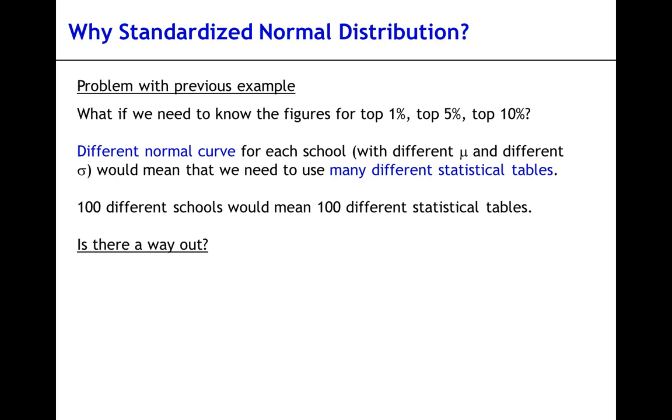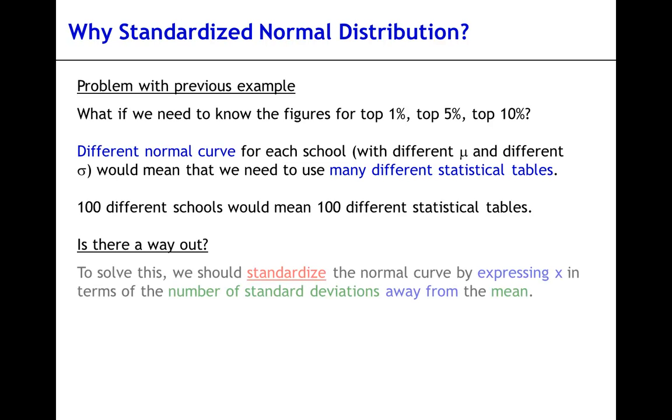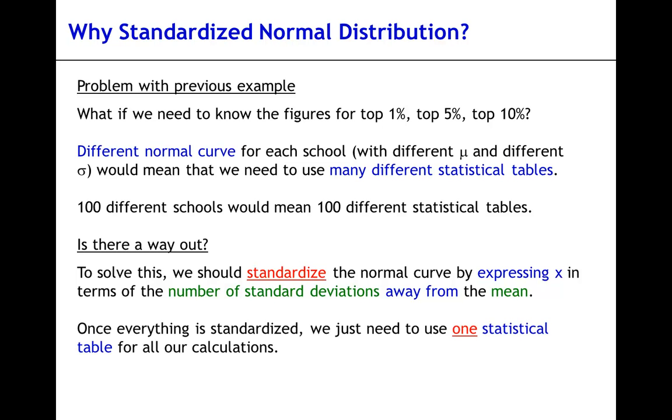To solve this problem, we should standardize the normal curve by expressing x in terms of the number of standard deviations away from the mean. Once everything is standardized, then all we need is just one statistical table for all our calculations.